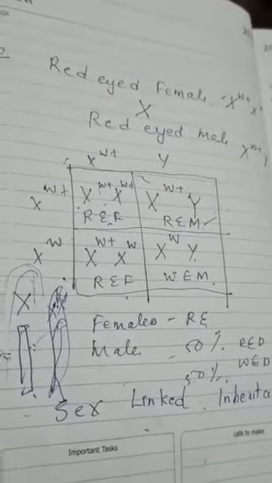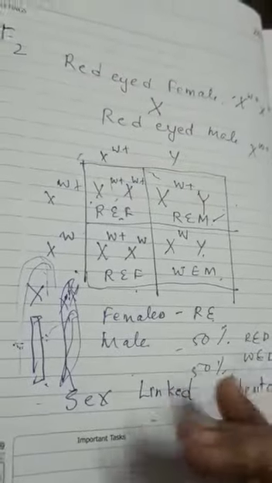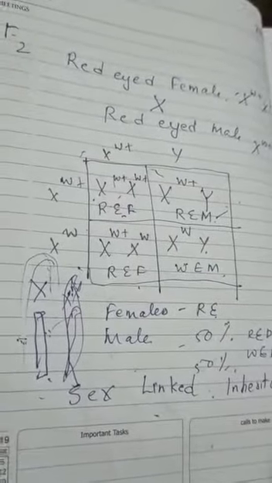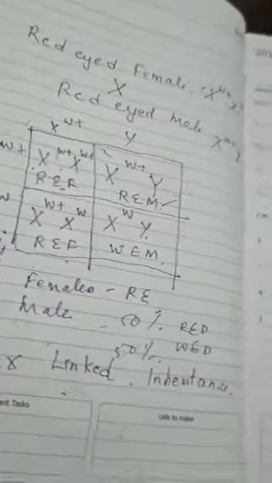So the transmission of genes from one generation to another takes place through the genes that are located only on the X chromosome. The Y chromosome is not playing any role as such there. So this is called sex linked inheritance. Now coming to the next topic, that is linkage.